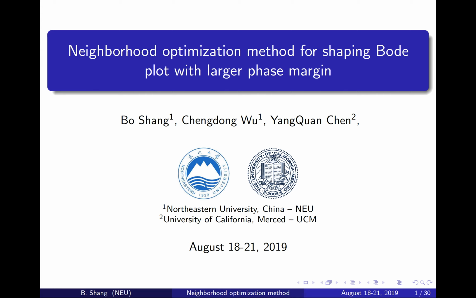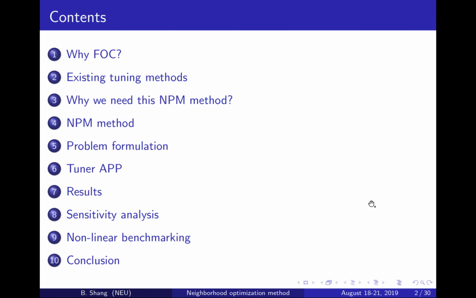I have this opportunity to give a speech about the neighborhood optimization method for shaping Bode plot with larger phase margin. You can see the author list here. It is composed of two authors from Northeastern University in China, and the other one is from the University of California, Merced. Those are the contents I'm going to talk about for this speech.